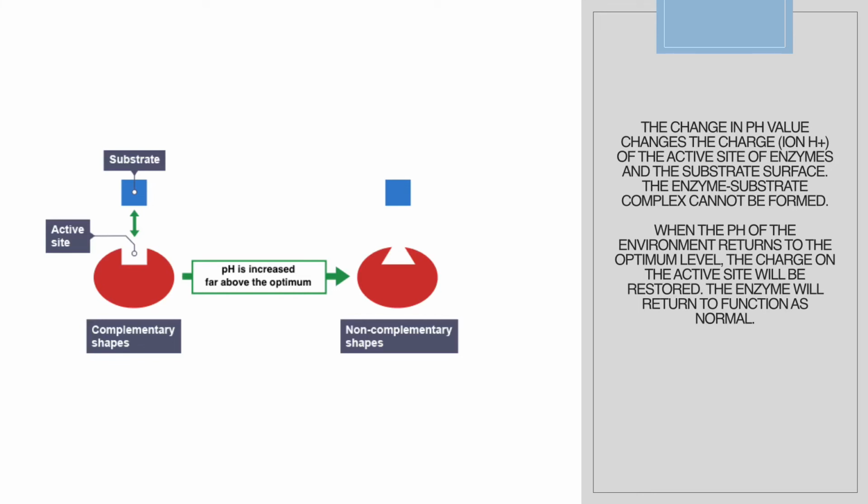What happens if there is a change in the surrounding pH? The change in the pH value actually changes the charge of the active site of the enzyme and also changes the charge of the substrate surface. This causes the enzyme-substrate complex to not be formed. However, when the pH of the environment returns to the optimum level, the charge on the active site will be restored. Thus, the enzyme will return to function as normal.